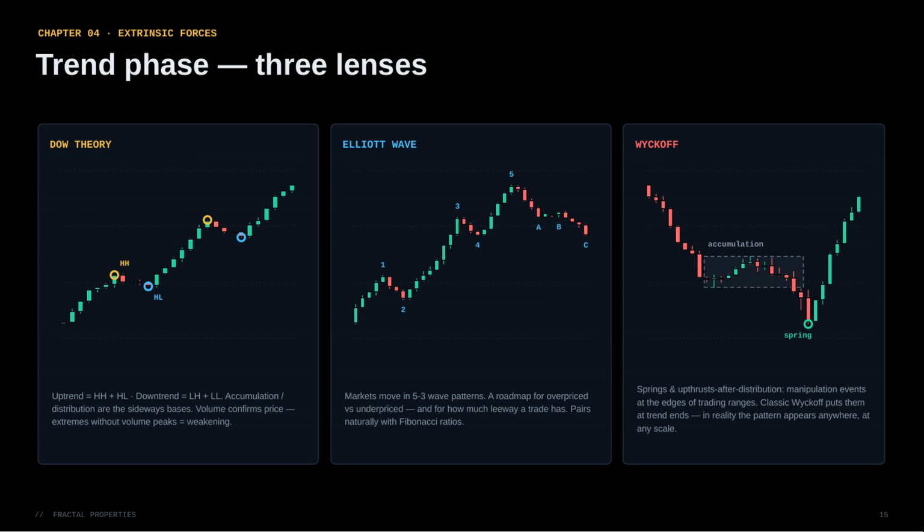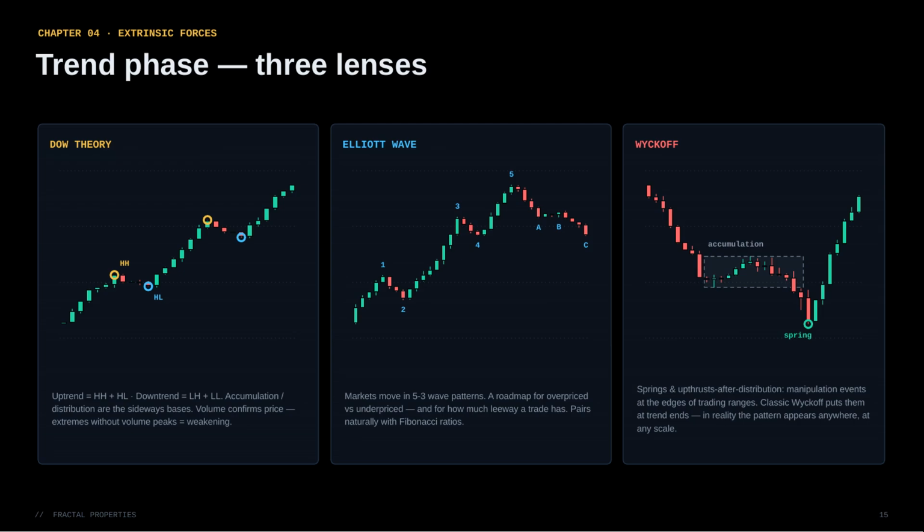Elliott wave: markets move in 5-3 wave patterns, giving you a roadmap for whether price is overpriced or underpriced, and how much leeway a trade has. And Wyckoff: springs and upthrusts after distribution. Manipulation events at the edges of trading ranges. Classic Wyckoff says they mark trend beginnings and ends. In reality, the pattern appears anywhere on the chart and at every scale.